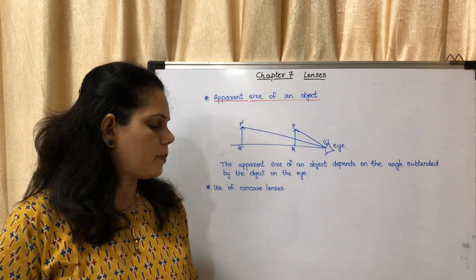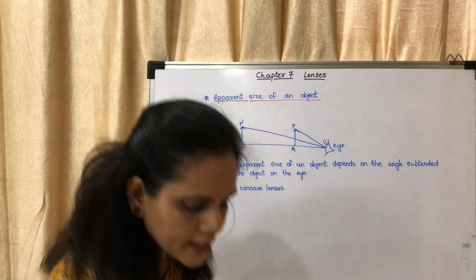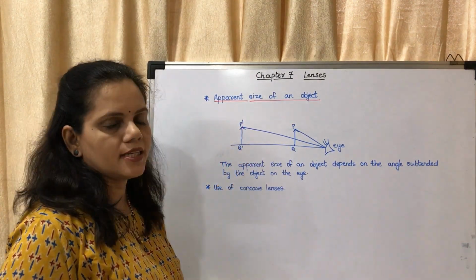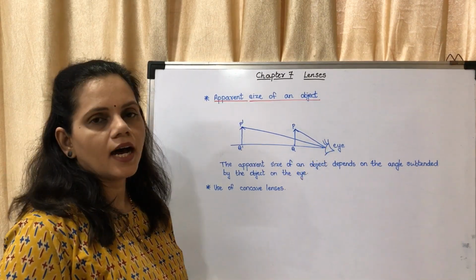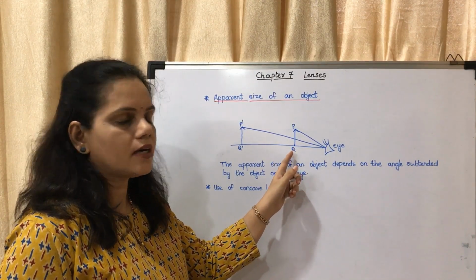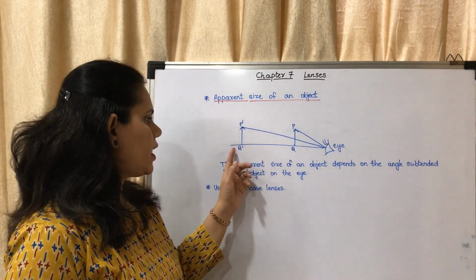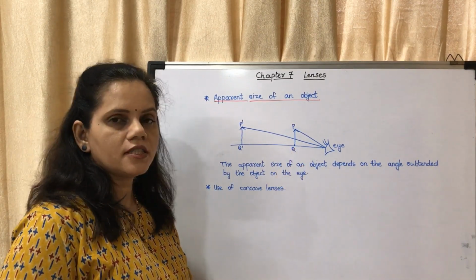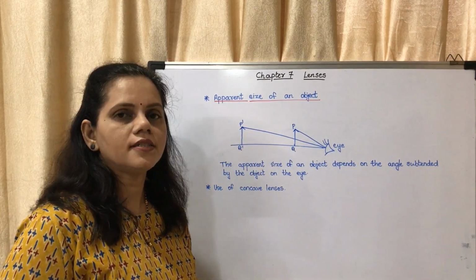Now we will start with the topic apparent size of an object. Here there are two objects of the same size, PQ and P1Q1. Now this is the eye. For that eye, this object appears to be bigger and this object appears to be smaller. The object which is farther, the object which is away, appears to be smaller, and the object which is nearer to the eye appears to be bigger. But these both are of the same size.